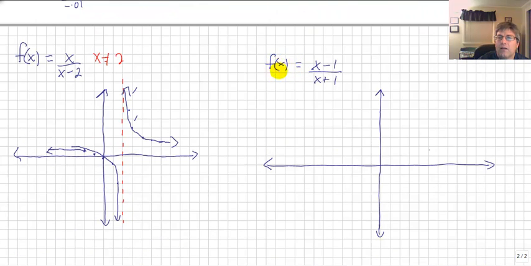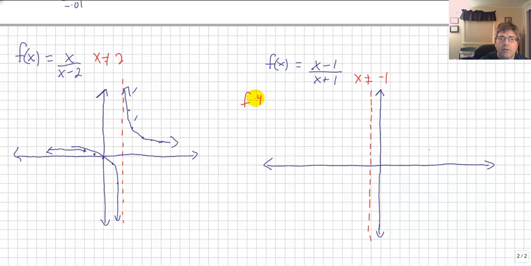Let's take a look at another function, f of x equals x minus 1 over x plus 1. Hopefully you can see here that x can't equal negative 1. So I create a vertical asymptote at negative 1. Well, let's take a look at the behavior from the left and the behavior from the right and see what happens. I'm going to leave much of this for you to do on your own.